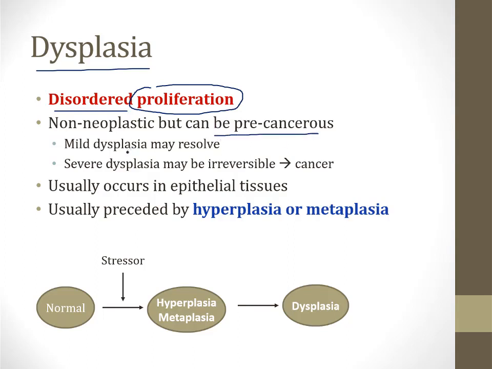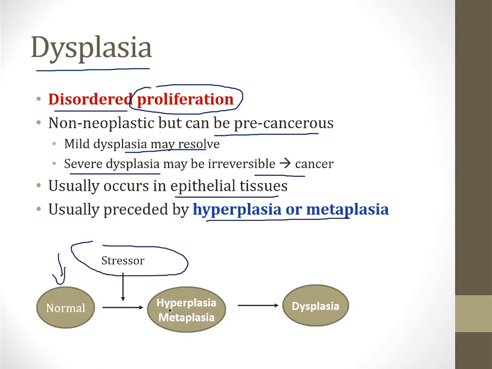Patients who have mild dysplasia of a particular tissue may see that dysplasia resolve if the stressor is removed. In contrast, severe dysplasia is often irreversible and leads to cancer. This usually occurs in epithelial cells. It's classically described in epithelial cell layers, and it's usually preceded by hyperplasia or metaplasia. So there's a normal cell, as shown at the bottom of the screen. There's some stressor. The cell develops hyperplasia or metaplasia, but if the stressor persists, eventually these transform into dysplasia, which means the patient is getting closer and closer to having cancer.